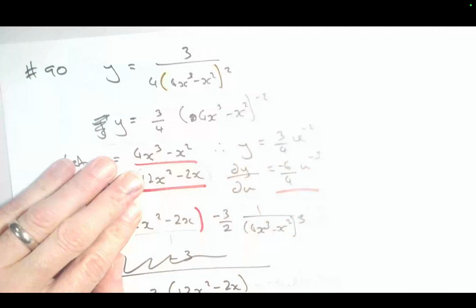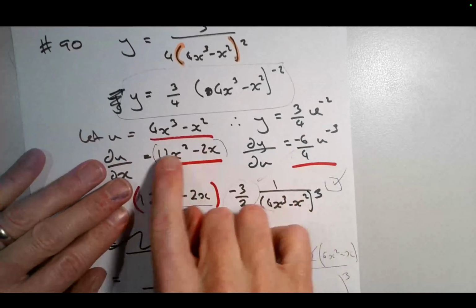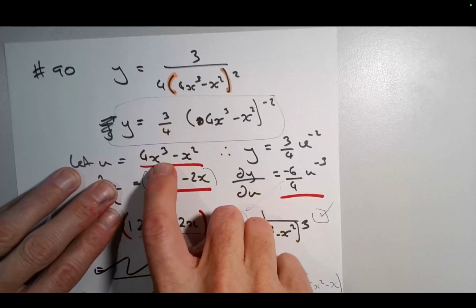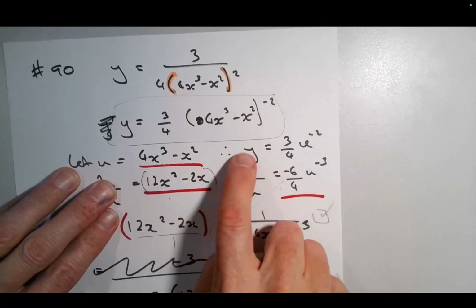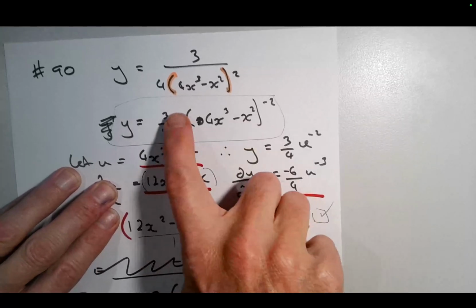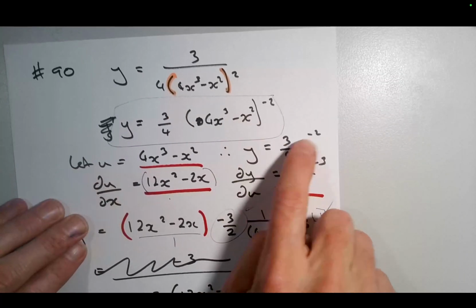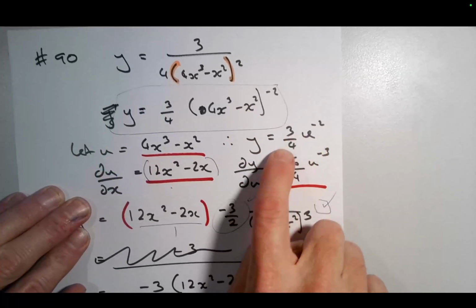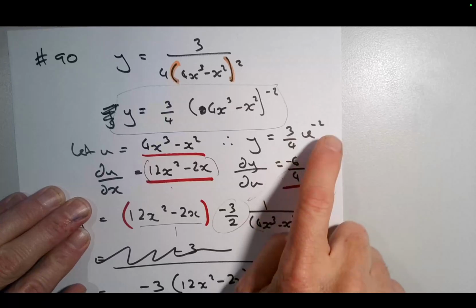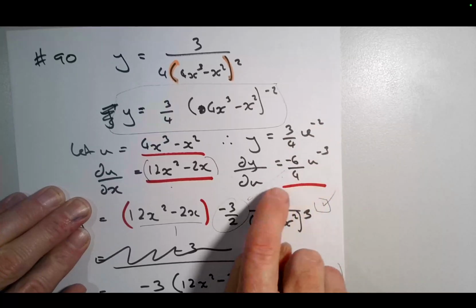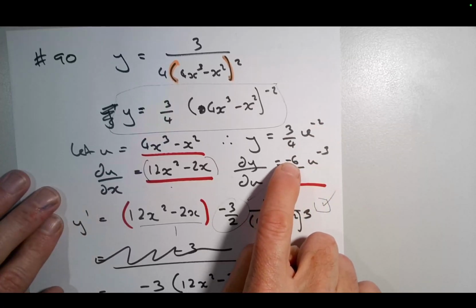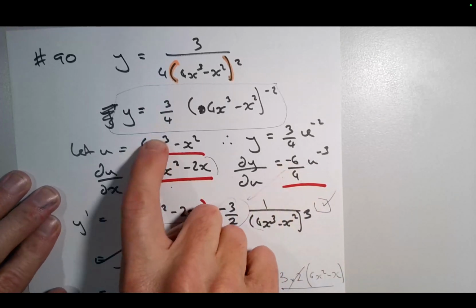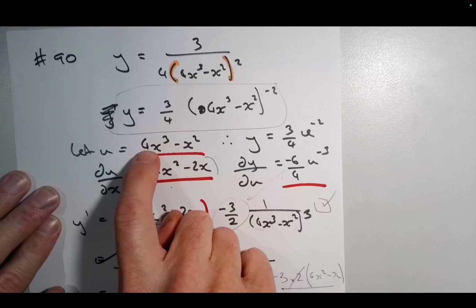Let's just put the light on here. Stop it flashing. Okay, so we said, using the chain rule, let u equal this section in here. Therefore, y equals 3/4 u to negative 2. dy by du, that negative 2 comes down, gives you negative 6 over 4. And minus 2 becomes minus 3. Now, you could simplify that to what? 3 over 2.